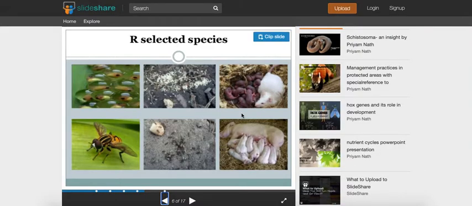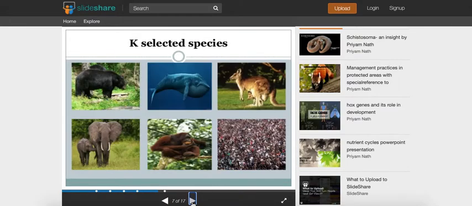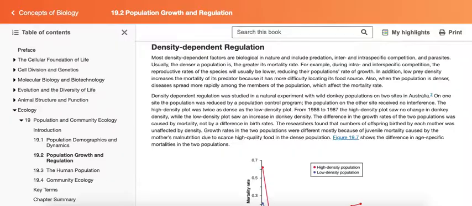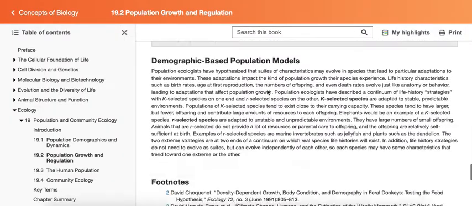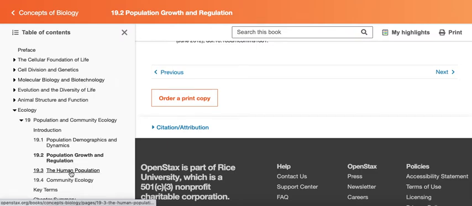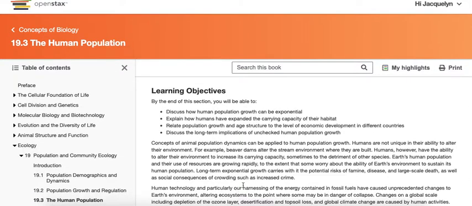So the last thing in this section that I want to talk to you about is R species versus K species. R species are ones that have a lot of babies. They have a lot of young, and they're hoping that just a few of them will survive. And then there's the K selected species, where they don't tend to have too many young, but it's expected that the large majority of their population will actually survive to at least reproduction age. So we are going to move on now to the human population and how this applies to us.